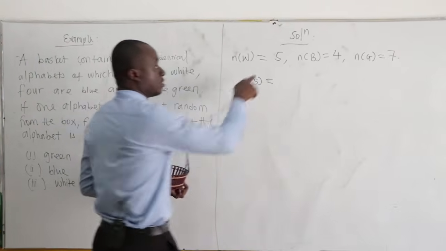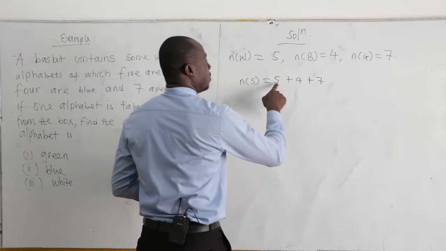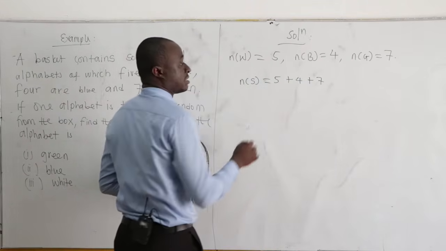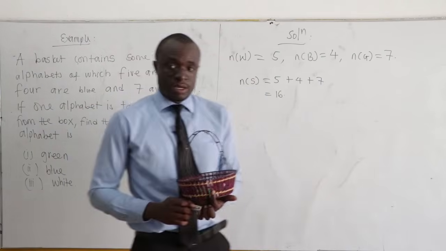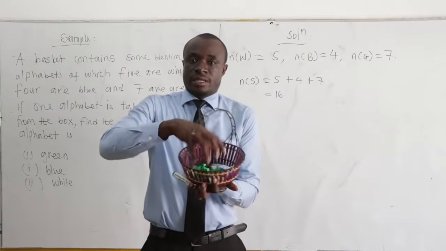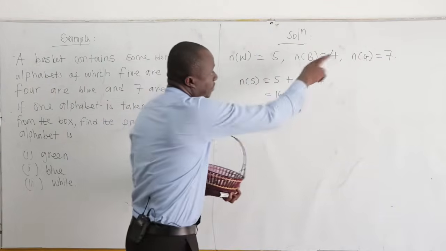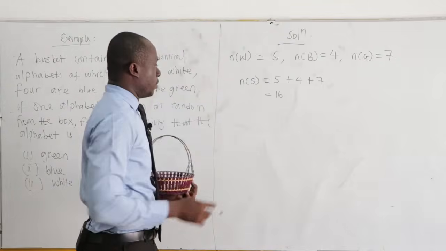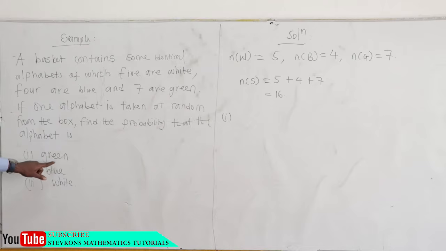Now, let's find our number of sample space. Everything in it, that is 5 plus 4 plus 7. Now 5 plus 4 is 9, plus 7 is giving us 16. The total number of alphabets, when you count everything here, is equal to 16. So that is what I've added on the board.